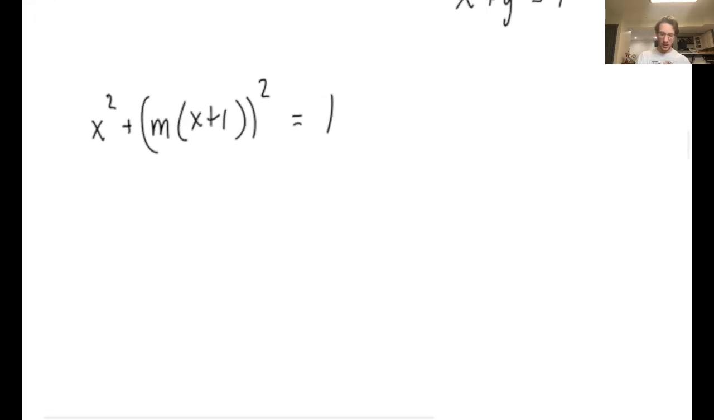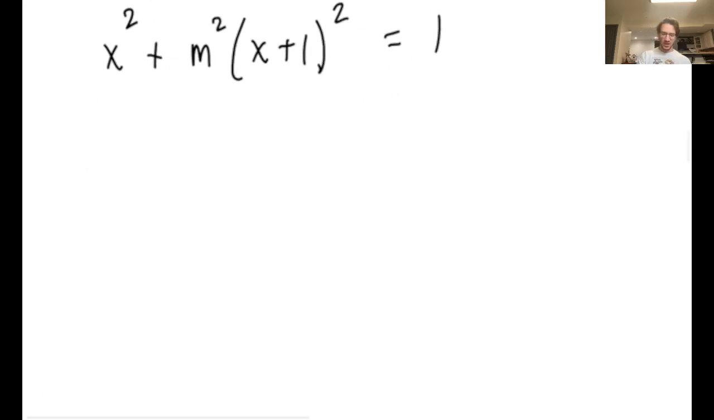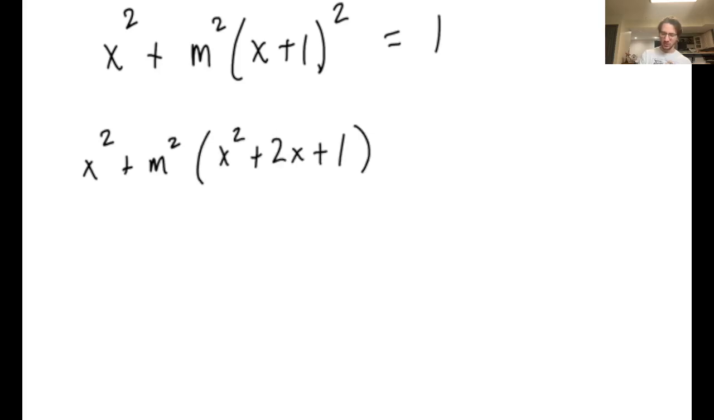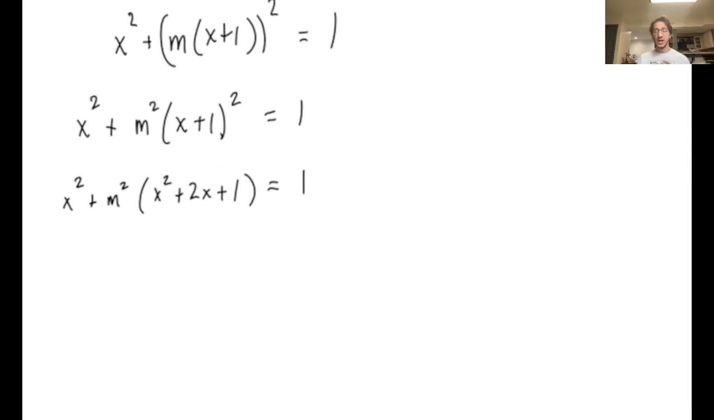Cool. All right, and so let's write this out. This gives me x squared plus m squared times (x plus 1) squared equals 1, which tells me x squared plus m squared times (x squared plus 2x plus 1) equals 1. I'm just expanding that (x plus 1) squared. And now let's write this in standard form.